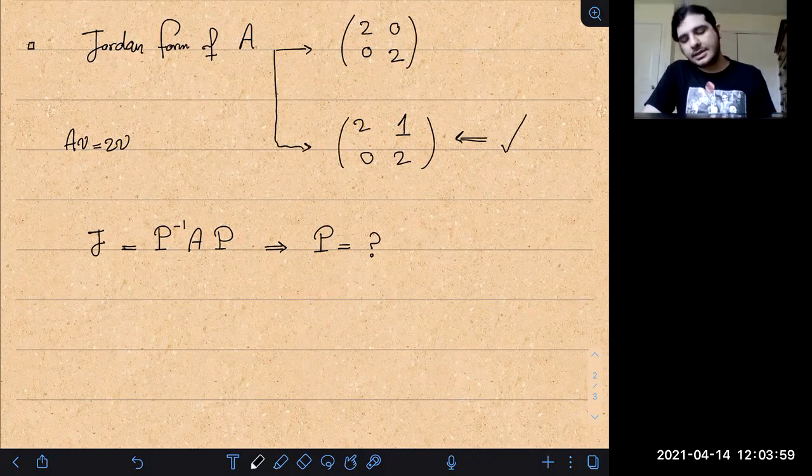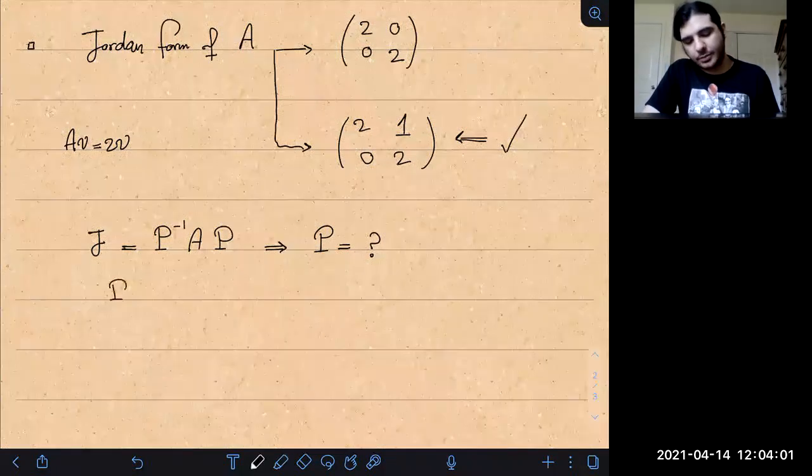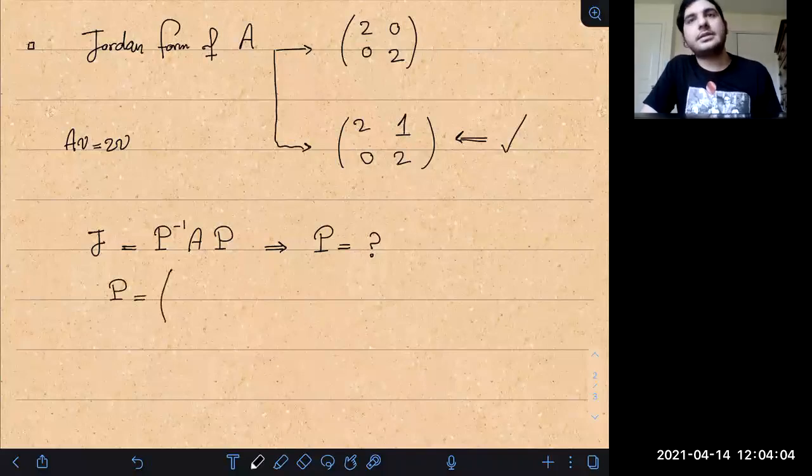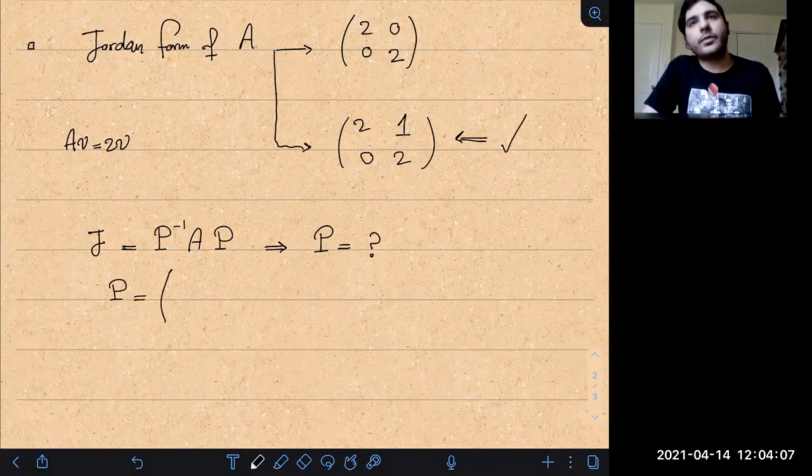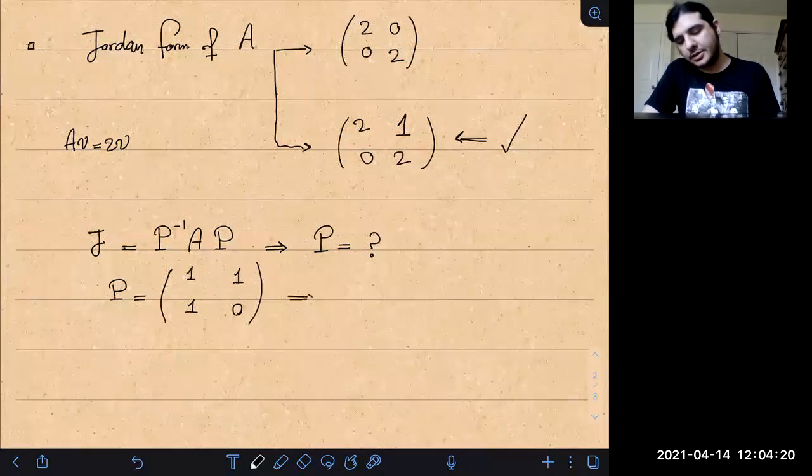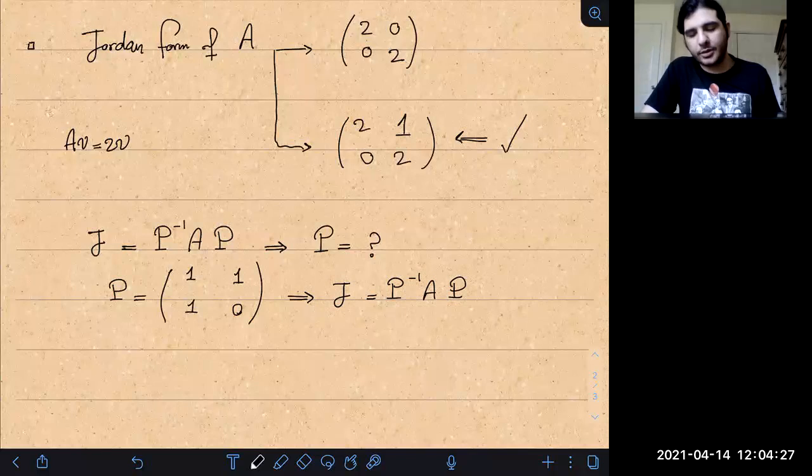So what should I take for P to be? Well, the first vector we found was (1, 1), and the second one we found was, I think, (1, 0). Then we can simply compute J by P inverse A P, which I won't do here. That's simple and you can do it. And that's pretty good, because when we have that, it means A is equal to P J P inverse.